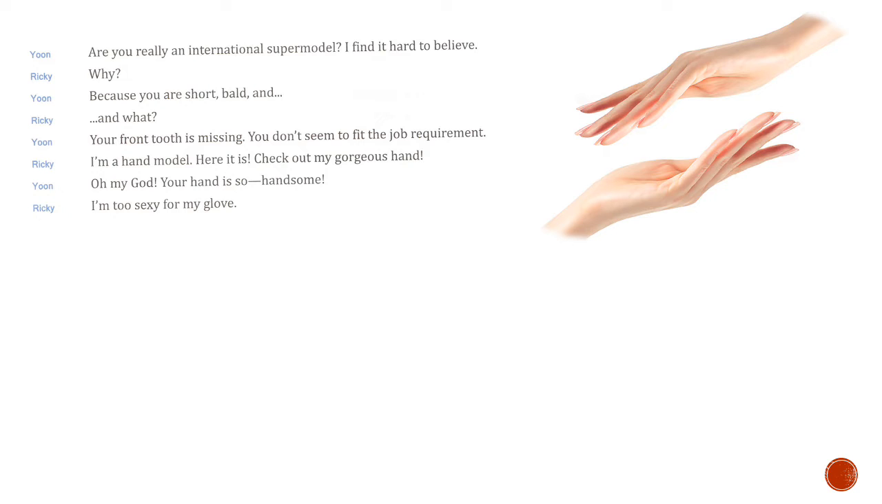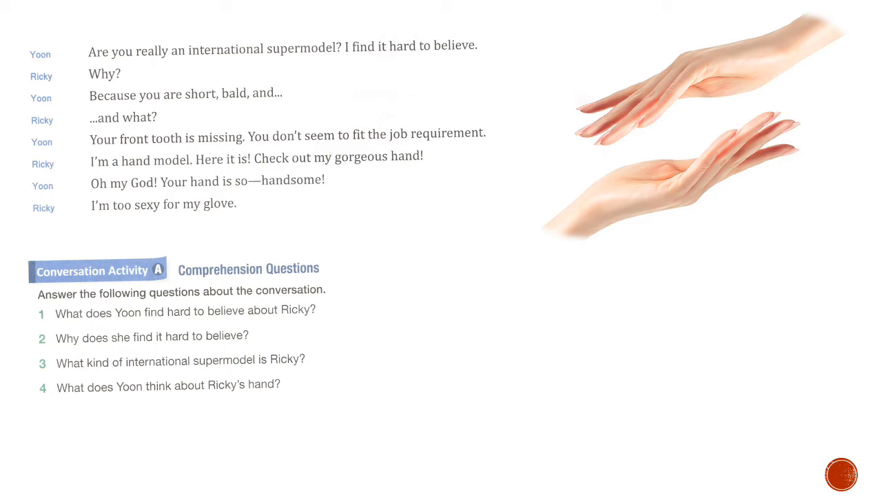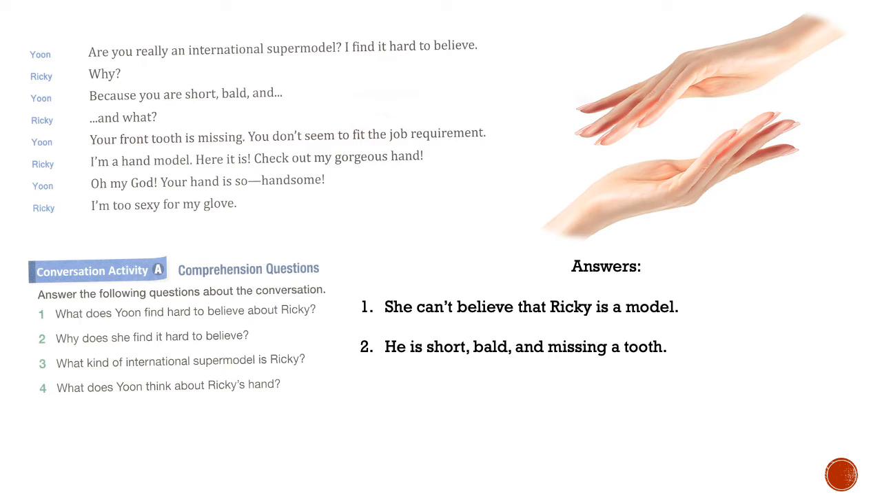All right, let's go ahead and look at our questions here. So number 1, what does Yoon find hard to believe about Ricky? She said, you are a supermodel? I find it hard to believe. So she can't believe that he's a model. And why is that hard for her to believe? Well, she describes him down below. She says he is short, bald, and missing a tooth. So if you are bald, that means you have no hair. I am on my way to being bald.